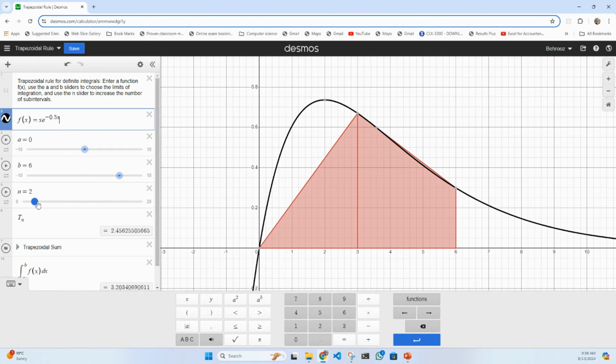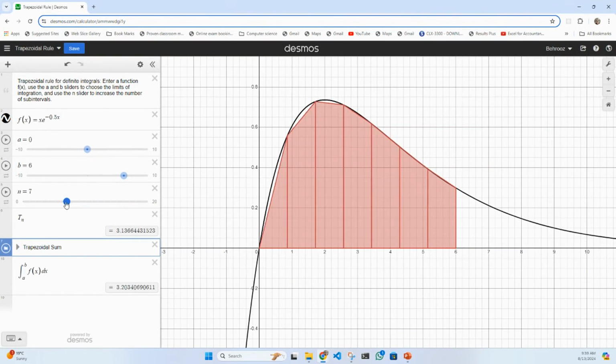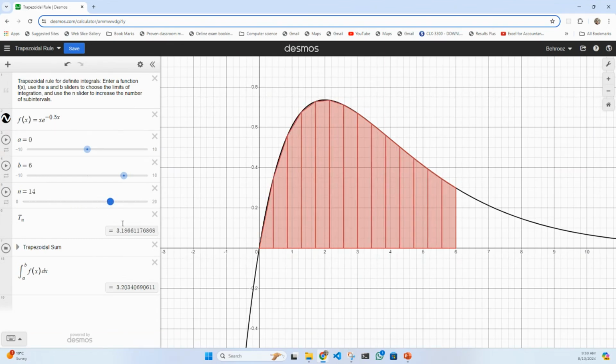So n here represents the number of trapeziums, and this number 2.45 is actually way off the correct answer here. But very quickly, as we add more and more trapeziums to the estimation under the curve, we will have a better estimation. With 7 trapeziums, the estimation stands at 3.13, and doubling that to 14, we will have 3.18, which rounds up to the correct answer to 2 decimal places.